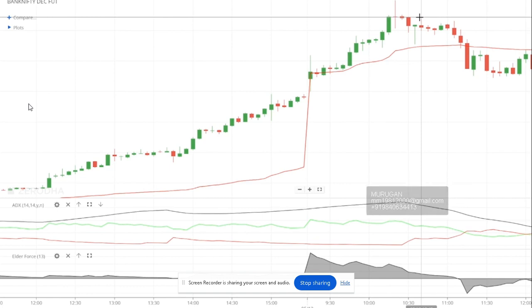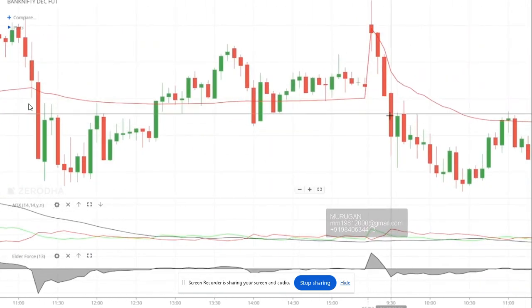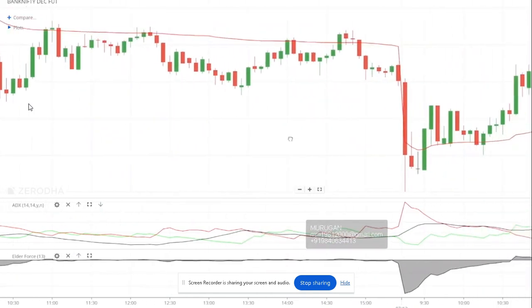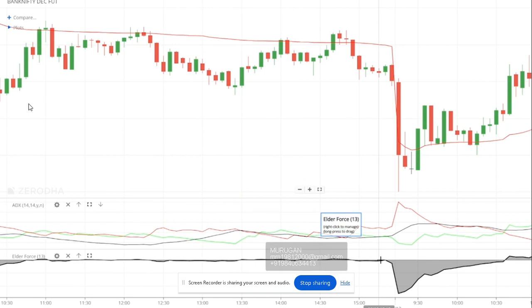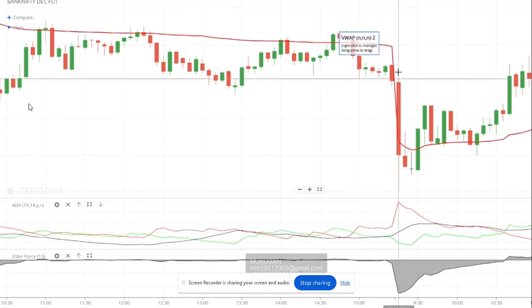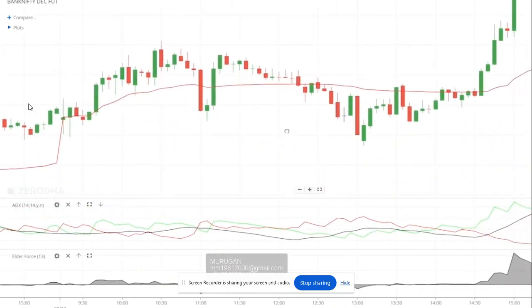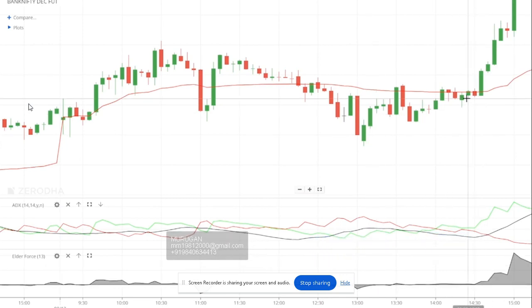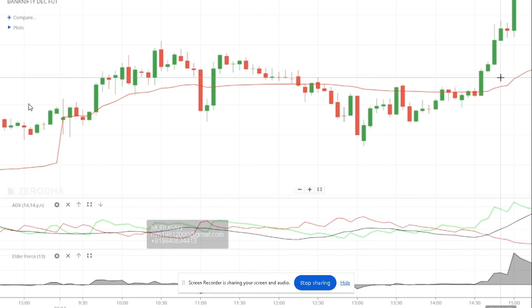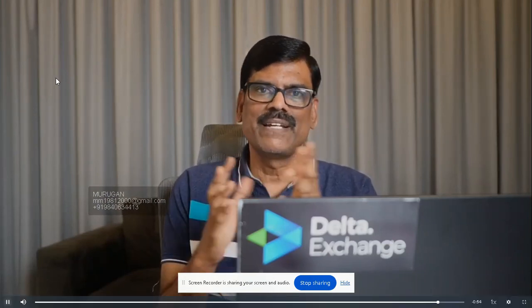Now, the second thing: when can you expect a more powerful rally? More powerful moves will come only when, for a longer time, the Elder Force Index is flat, and then suddenly spikes down, it can fall more. And if for a longer period of time it is flat, then spikes up, then the probability of shooting up is very high. So these are the important points, and this webinar is just a very, very short webinar.